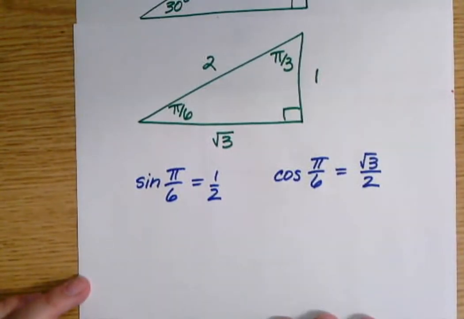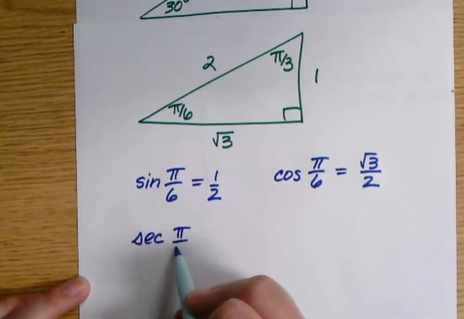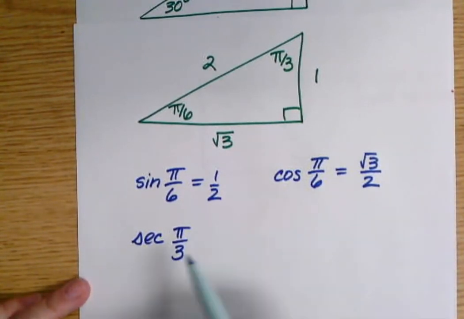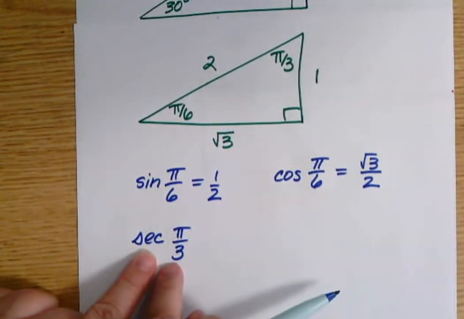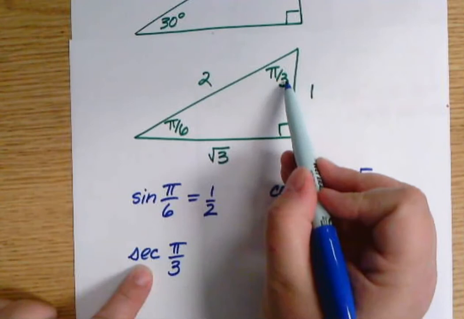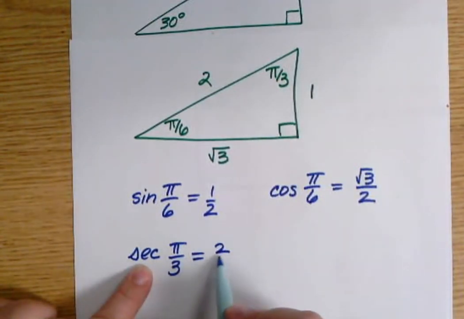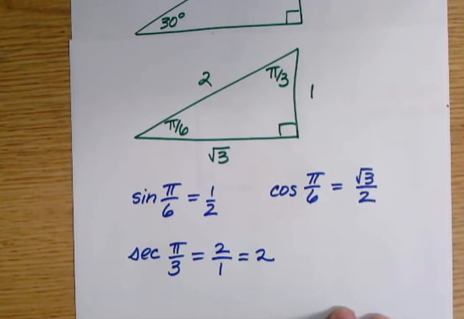What if I want to know what the secant of pi over 3 is? Well, remember the secant is the reciprocal of the cosine. Cosine is adjacent over hypotenuse, so what I want to do is hypotenuse over adjacent. So hypotenuse is 2, adjacent is 1, and that's the secant of pi over 3.